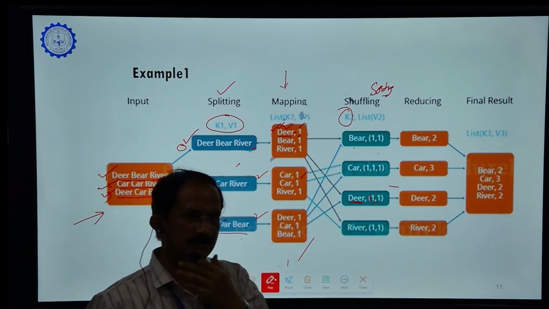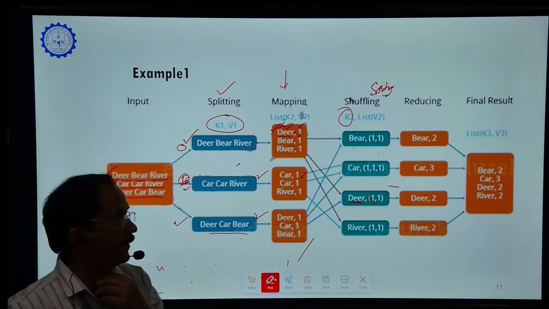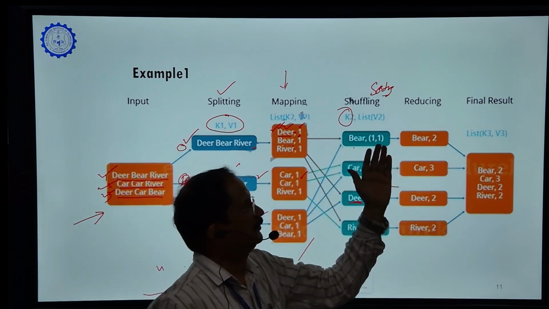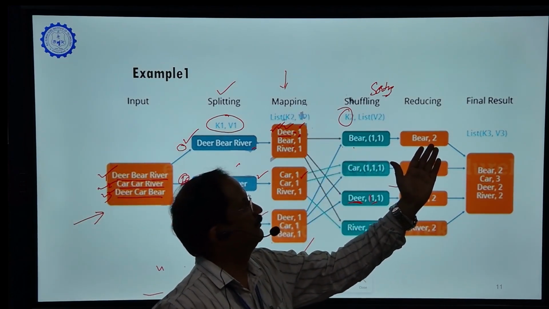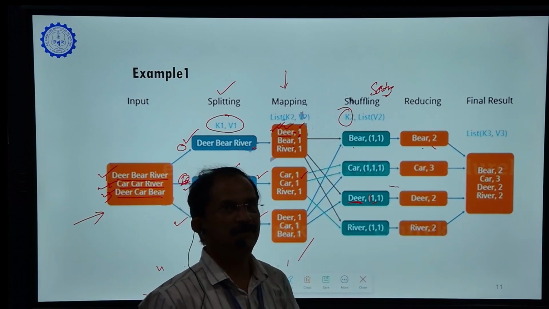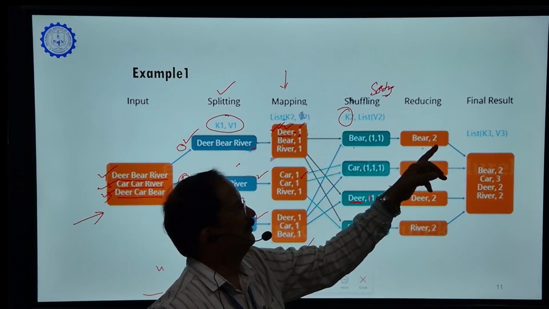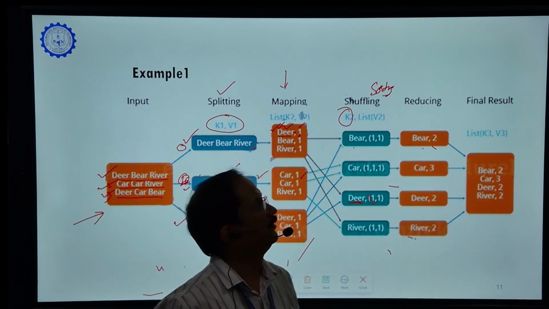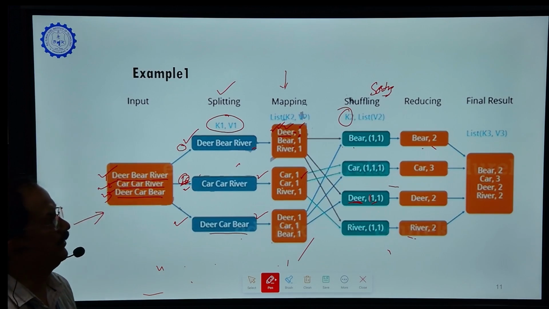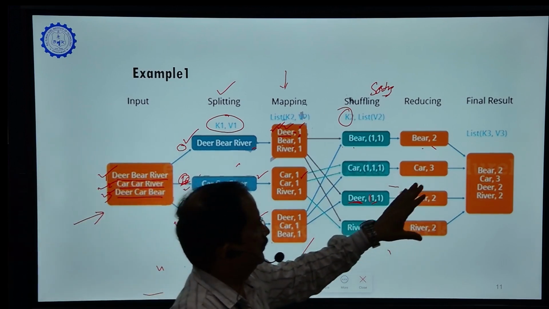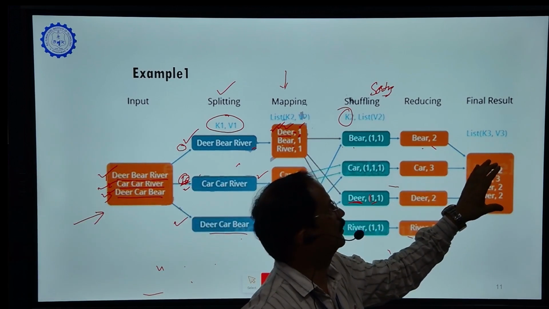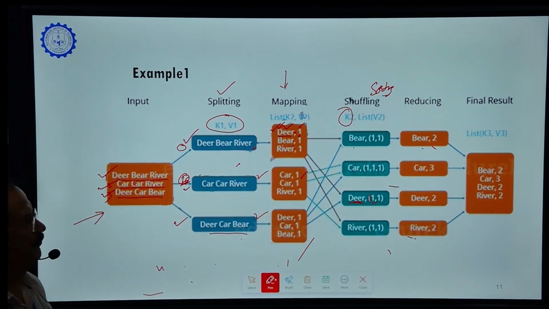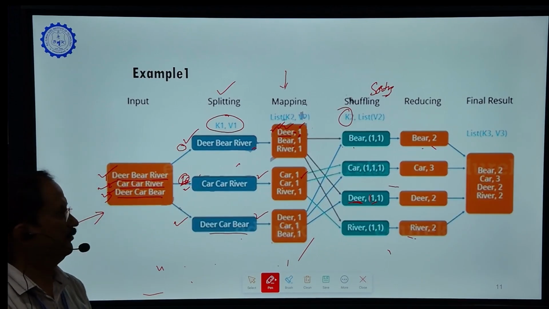The next step is reduce. The reduce simply counts the tokens with the help of the list elements, and finally it reduces to, for example, beer is 2. Again there is a key value, and it combines into one list, and that list is called the final result of the MapReduce function.